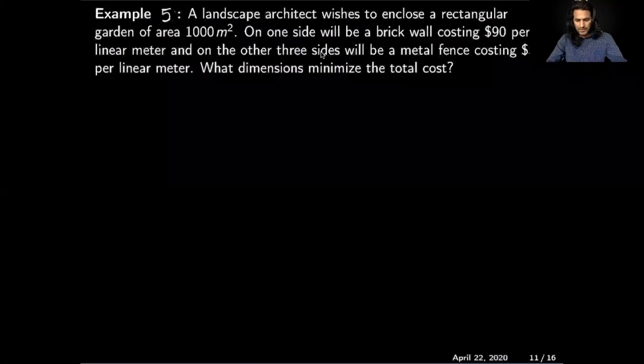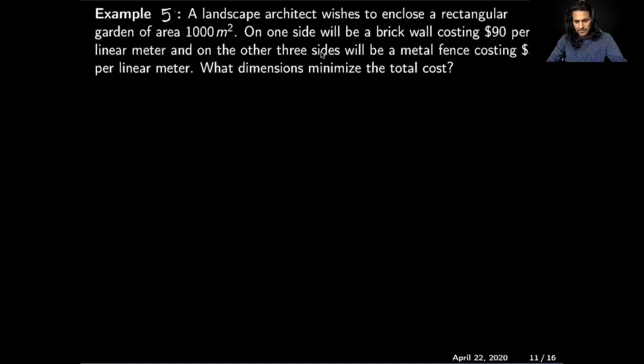Our next example is example number 5 here. Let's read this example together. A landscape architect wishes to enclose a rectangular garden of area 100 meter square. On one side will be a brick wall costing $90 per linear meter, and on the other three sides will be a metal fence costing $30 per linear meter. What dimensions minimize the total cost?